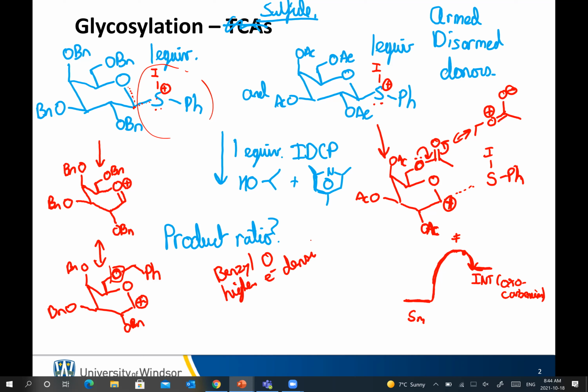And we can actually see that by NMR. If you look at the chemical shift of, well, okay, so what is that going to do? Because we can actually see that by NMR on the chemical shifts of what is happening here.